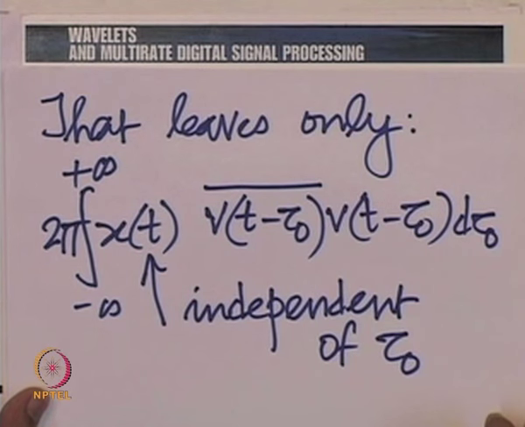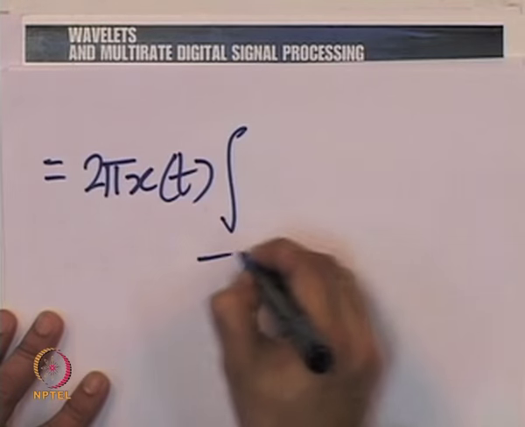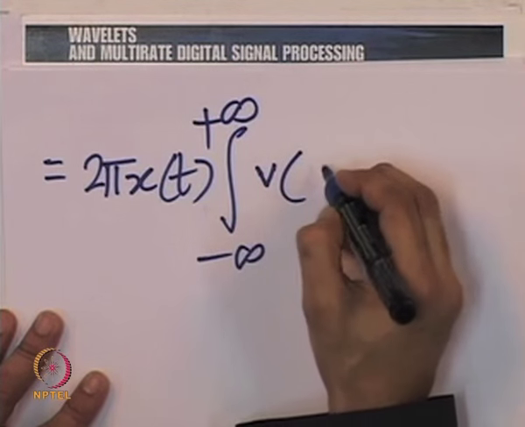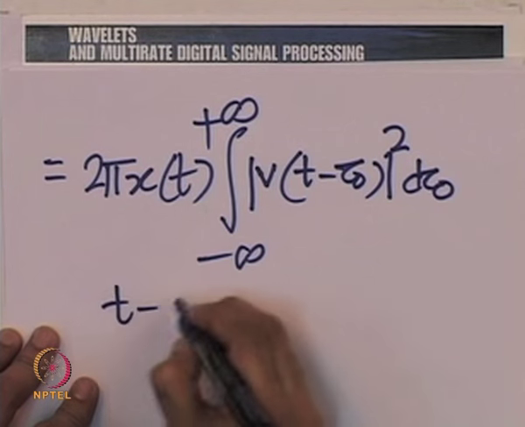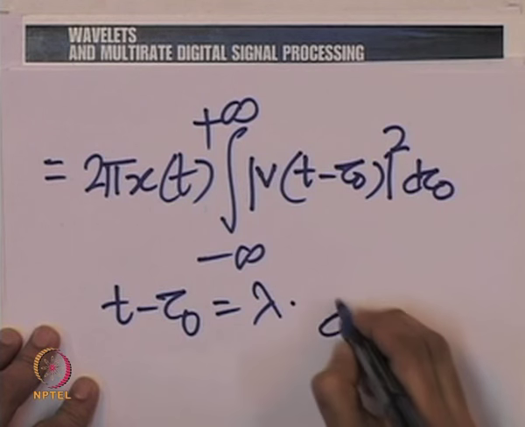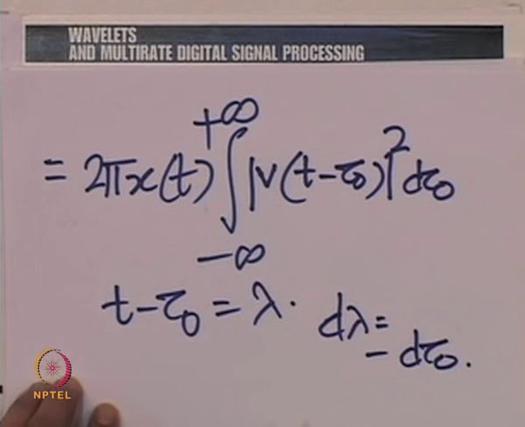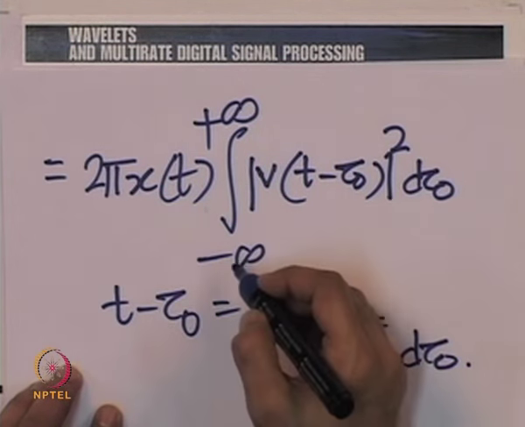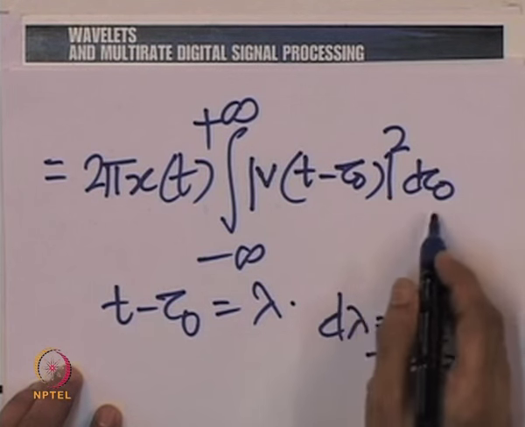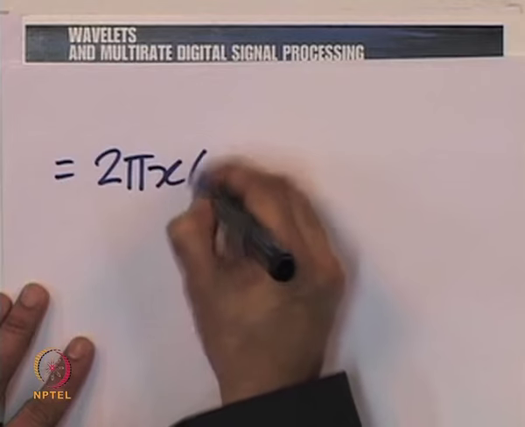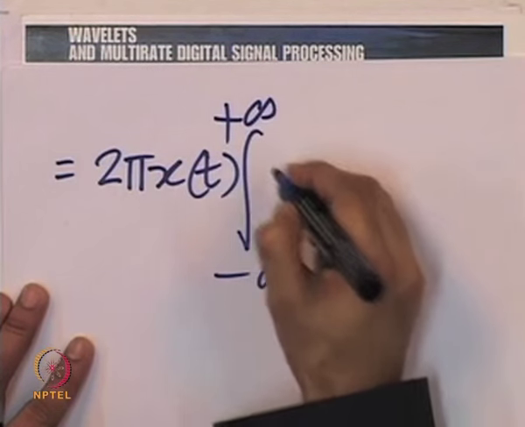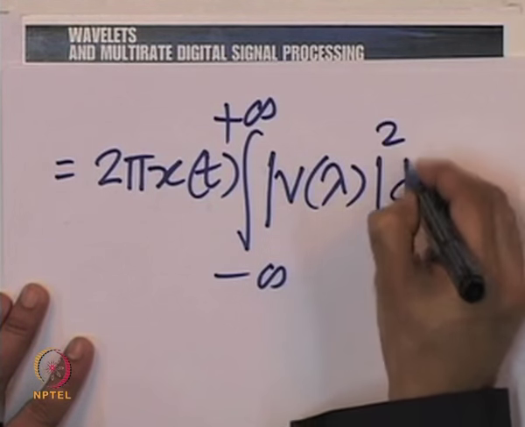Let me write that down explicitly. So, this becomes equal to 2 pi x(t) times the integral from minus to plus infinity of mod v(t minus tau naught) the whole squared d tau naught. And if we only care to make the replacement, t minus tau naught is lambda, whereupon d lambda is minus d tau naught. And as you note, when tau naught goes from minus to plus infinity, lambda would go from plus to minus infinity, but with a minus sign here. If we absorb that minus sign and the order of the integration, we can easily show that this is equal to 2 pi x(t) times the integral from minus to plus infinity of mod v(lambda) squared d lambda.